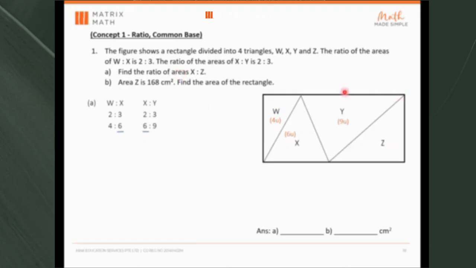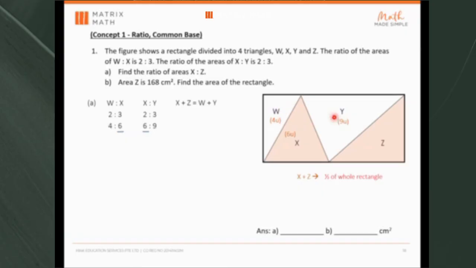Okay, so if you look at this rectangle, it's not stated in the question, but X plus Z is actually half of the rectangle. Okay, so X and Z is actually half of the whole rectangle, which means that W and Y will be the other half. Okay, so W and Y is the same as X and Z.